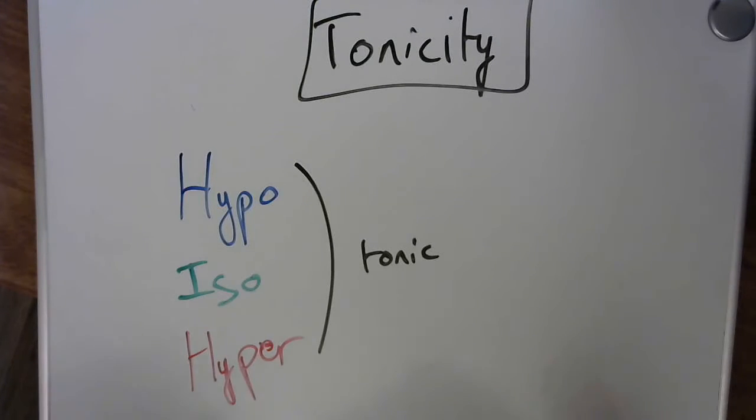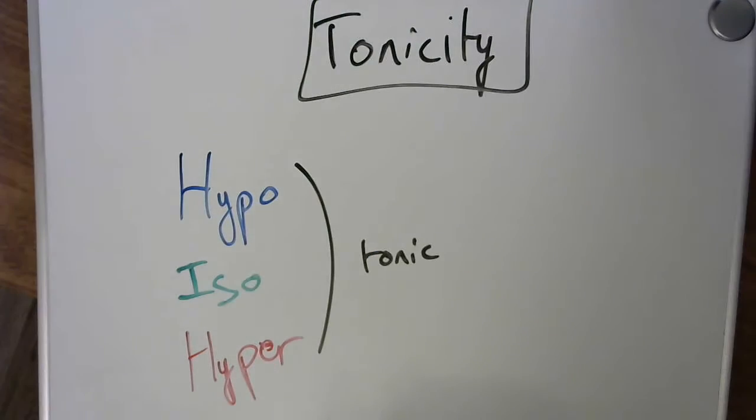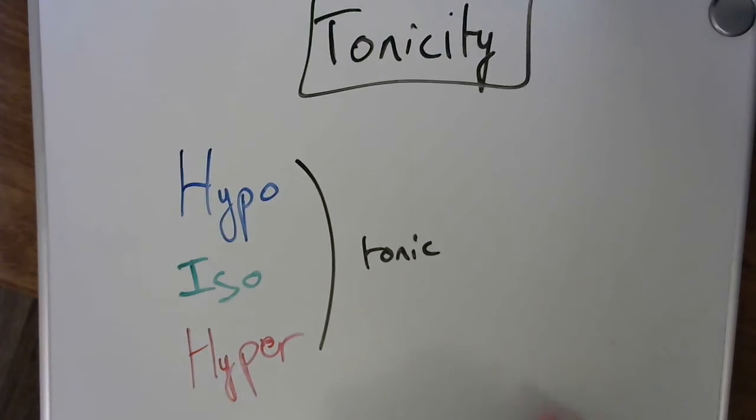Hey guys, a really quick video about tonicity. It's a little bit of a follow-up of osmosis. So tonicity is just a way to describe what will happen by osmosis. And so the three terms are hypo, iso, and hypertonic.